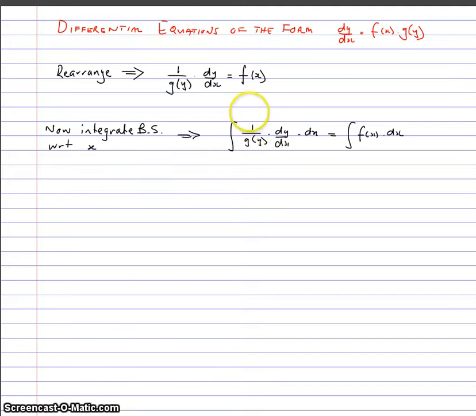So what we have now is the integral of our left-hand side, 1 over g of y, dy/dx, with respect to x. And we can see how our dx's will cancel, so that we have on the left-hand side 1 over g of y dy. So we end up integrating our function of y on the left with respect to y, and on the right-hand side, the function of x with respect to x. So we're going to have a look at an example.